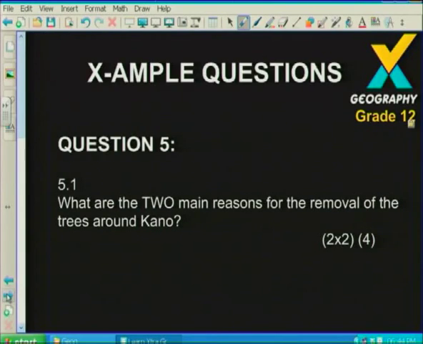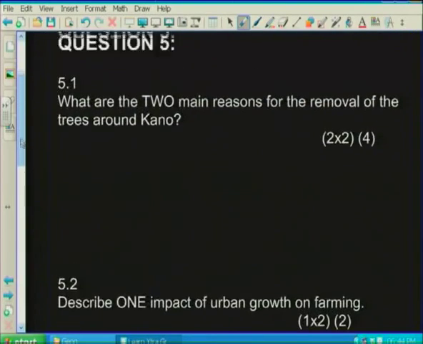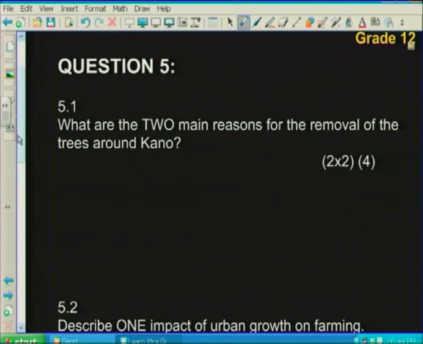Right, so let's just quickly have a last look at some of these questions. We've got question 5. What are the 2 main reasons for the removal of trees around Kano? Remember, you can get some of these answers by going back to the preamble and just looking for the answers over here. People are cutting down trees to meet their demands for fuel wood. There's one answer, 2 marks.